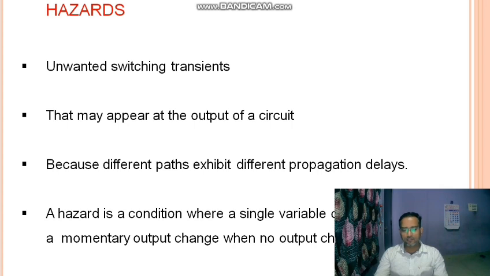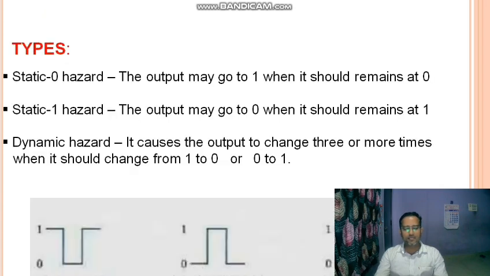Next, what are the types of hazards? Here are the three types of hazards which we use in DPSD, asynchronous sequential circuits. Static 0 hazard. What does static 0 mean? The output goes to 1 when it should remain at 0. Static 1 hazard: the output may go to 0 when it should remain at 1. Dynamic hazards cause the output to change 3 or more times when it should change from 1 to 0 or 0 to 1. Now let's see the example.